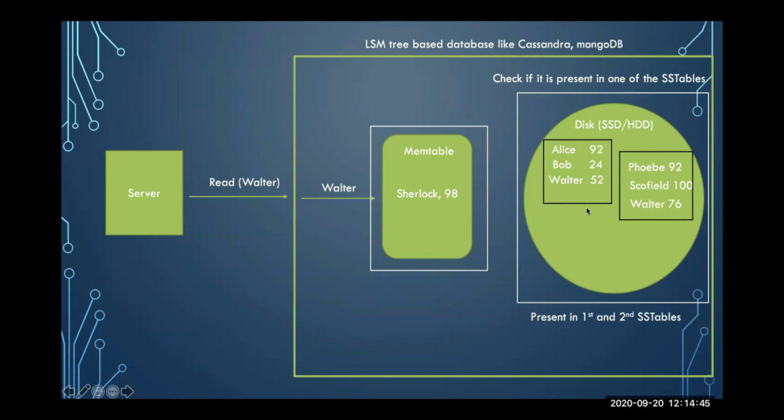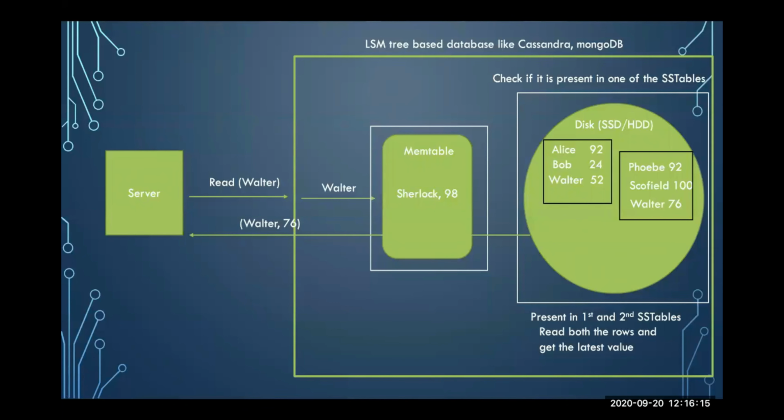It is present in the first and second SS table. So we read both the rows and we get the latest value of Walter from the SS tables, which is obviously 76. And we send that value back to our server. So this is a basic workflow of reads.